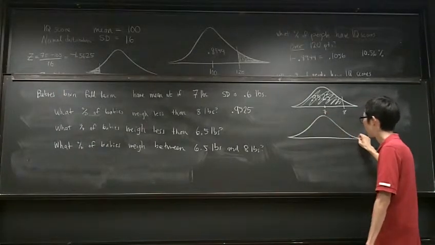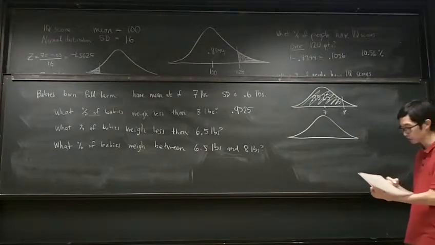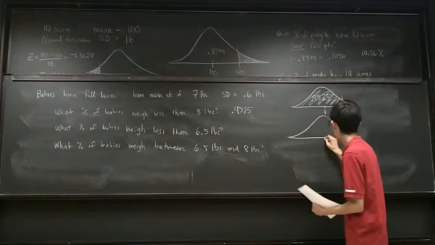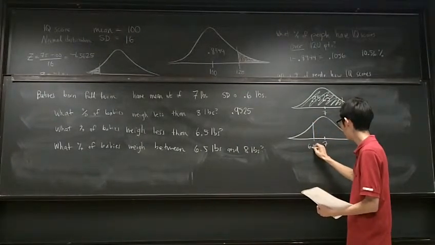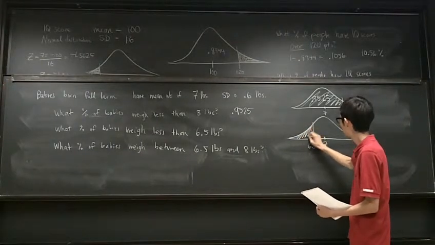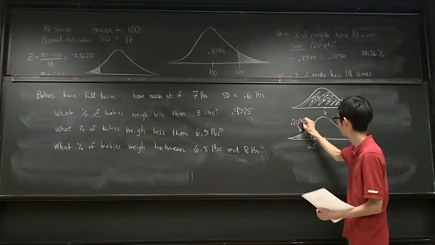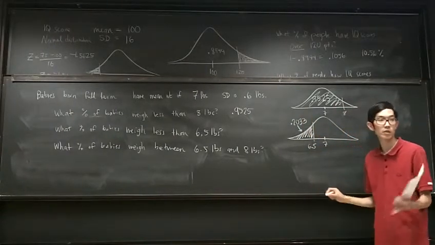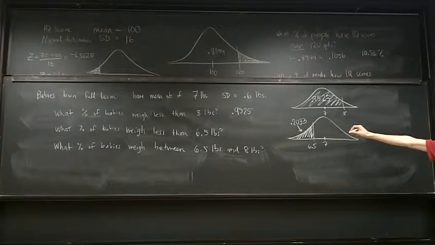What about this one? At 6.5. 0.2033, right? So here I am at 7, and I'm going over here to 6.5. And the area over here is 0.2033. Because you asked what percent, is it correct if I write it as 20.33? Yeah, percent or proportion, it's all the same. So 0.2033 or 20.33%.